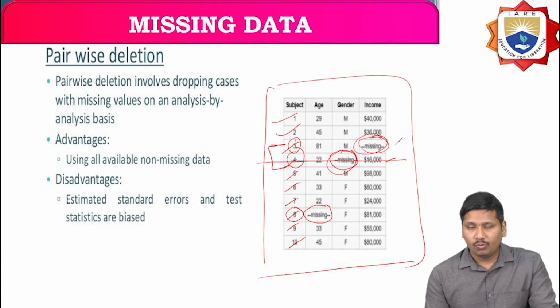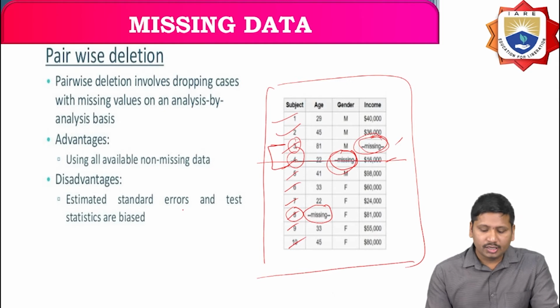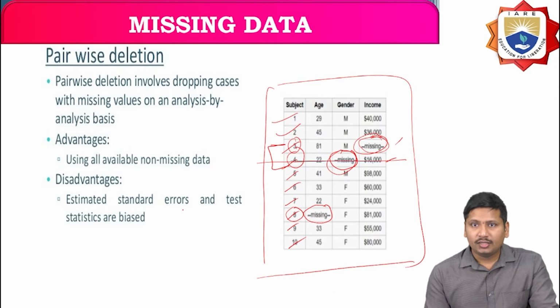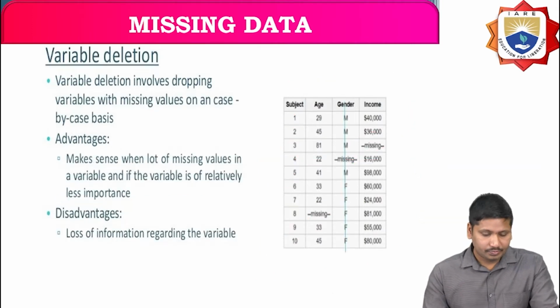The advantage is that it is available only for the non-missing data. The disadvantage is that the standard errors are estimated and the statistics are biased. This is the disadvantage of this method.